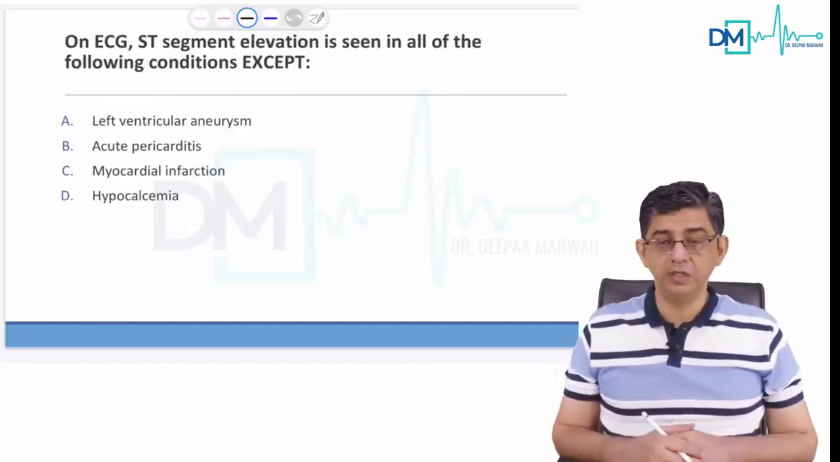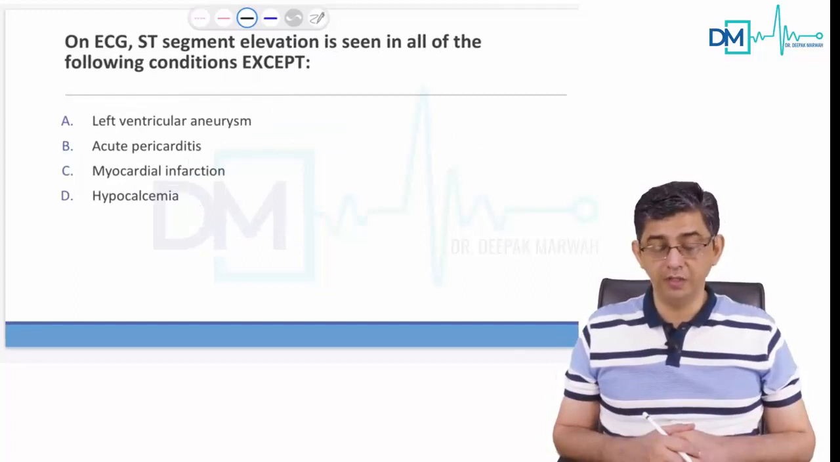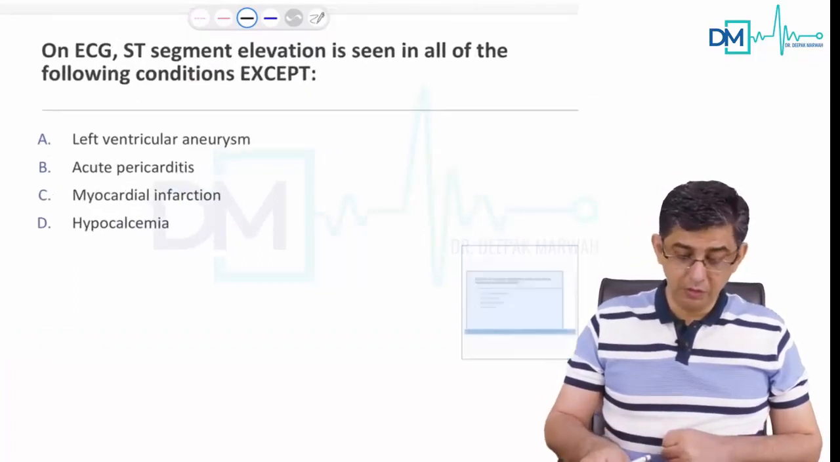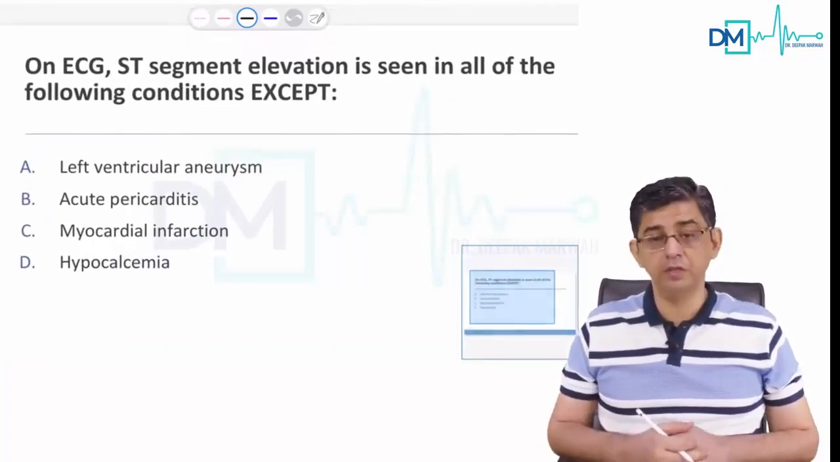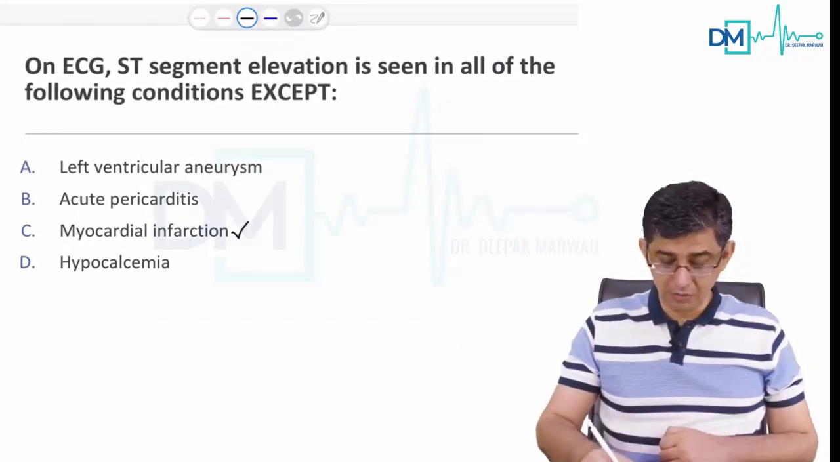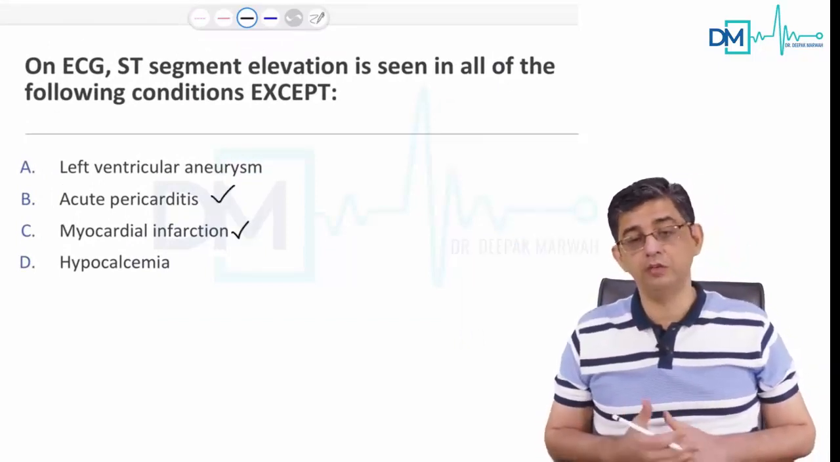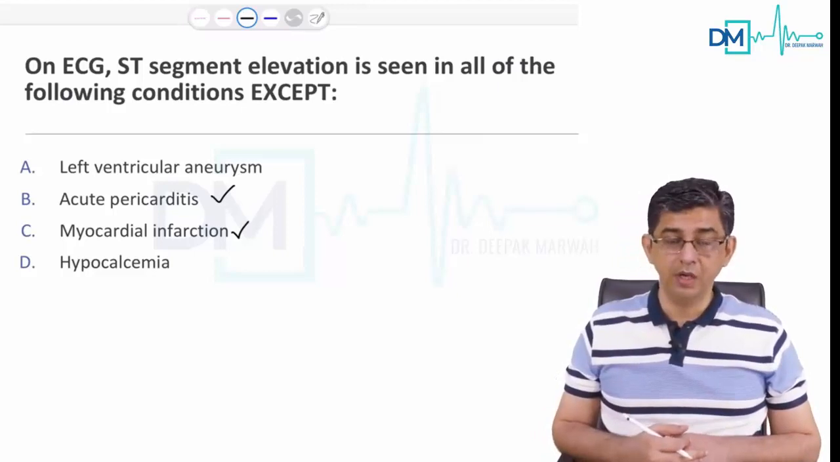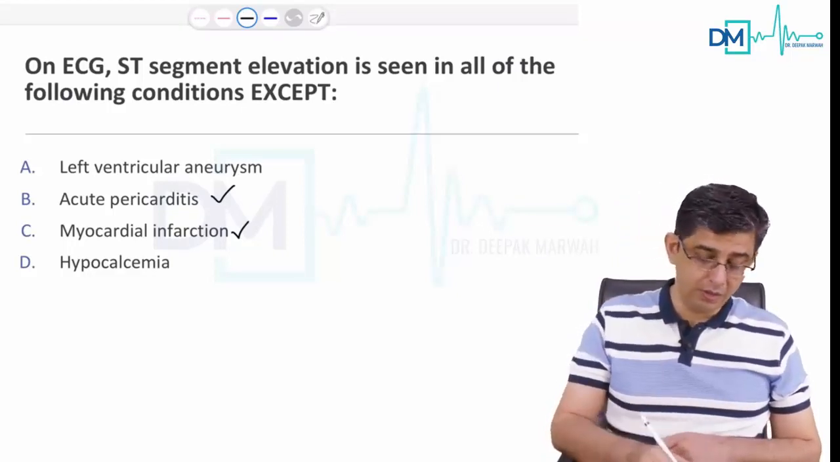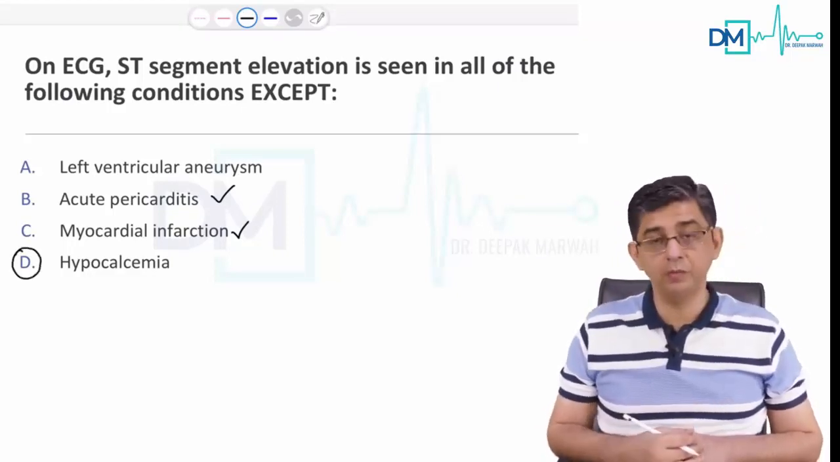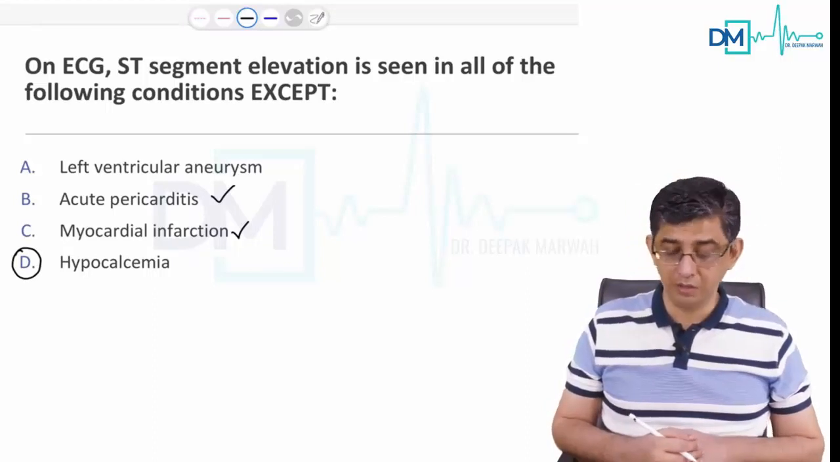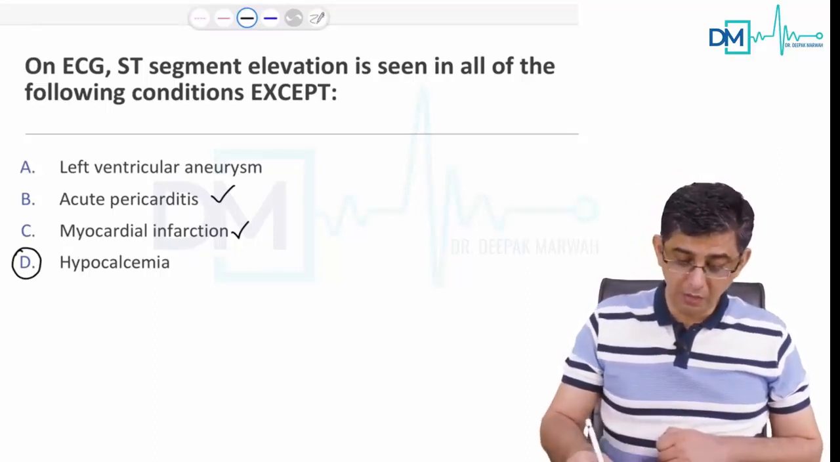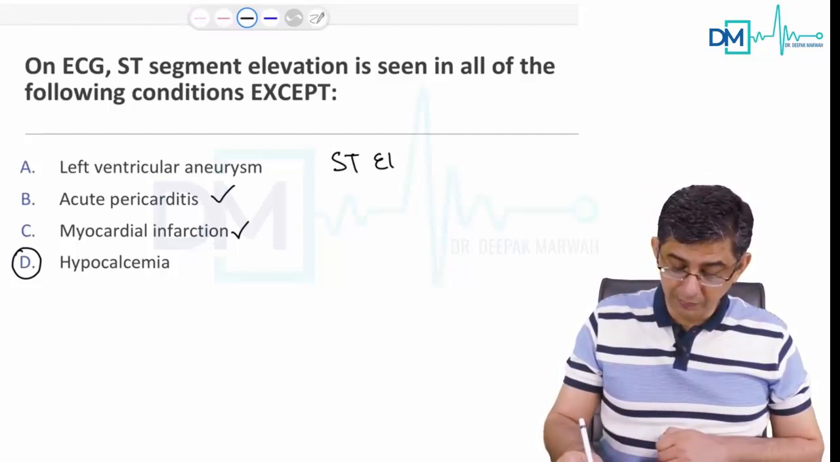On ECG, ST elevation is seen in all of the following conditions except. You just need to remember the causes of ST segment elevation. Yes, MI is a cause and so is acute pericarditis, which means you have to select between the remaining two choices. The correct answer to this question is delta, that is hypocalcemia, which causes QT prolongation. Let us now look at how to solve this kind of MCQ.